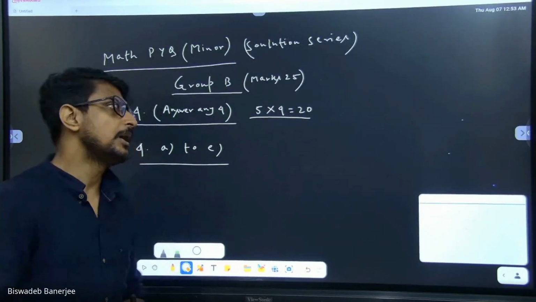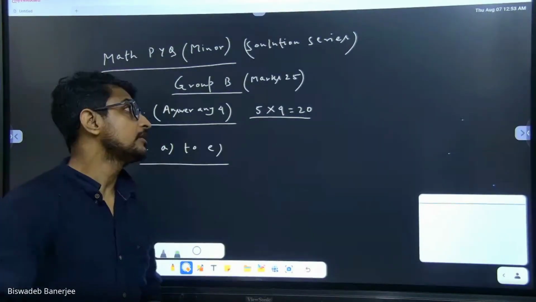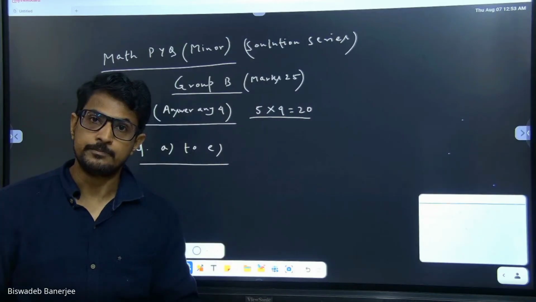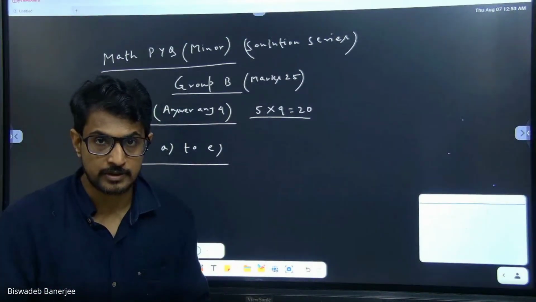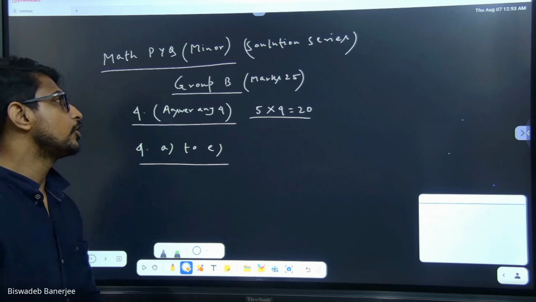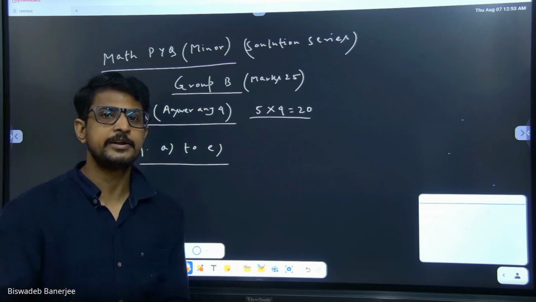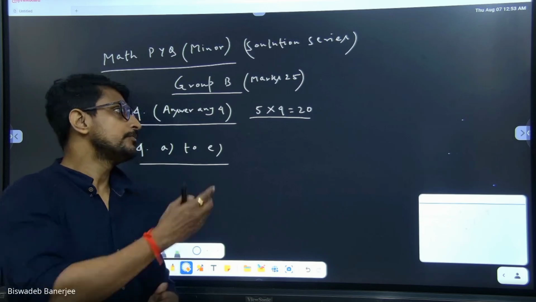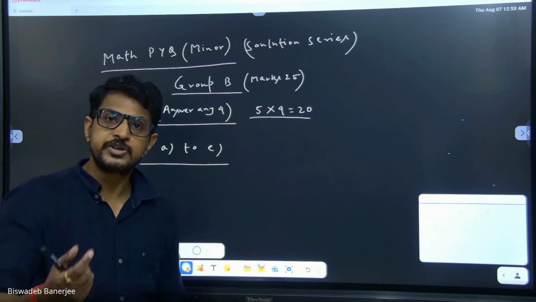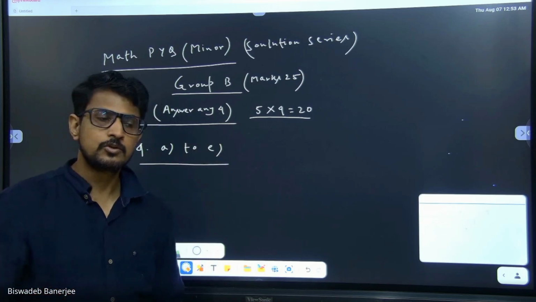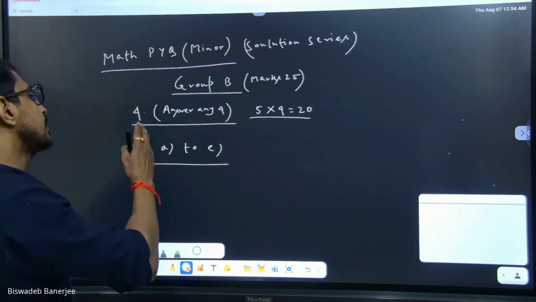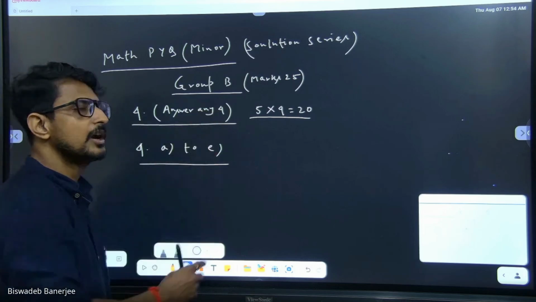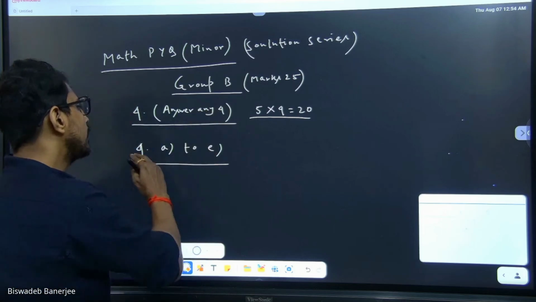As you know, I have started solving the minor question paper, each and every question in detail. We have successfully completed our group A portion and solved each and every question of group A. We have also solved the objective portion from group B. So in today's class, I shall solve some important questions from the previous year question paper, 4A to E.